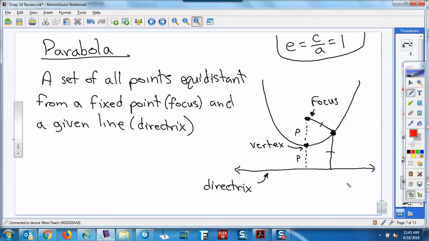Okay? So we don't call it C, we don't call it A on a parabola, but that's essentially what it is. They're the same. That's basically the P. It's like P divided by P, basically, is what that would be. Okay, and that's why the eccentricity on that is 1.